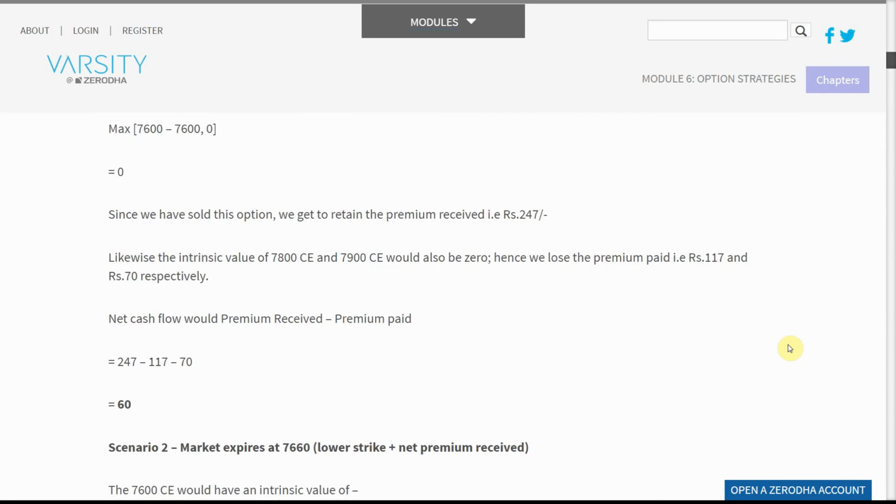Likewise, the intrinsic value of 7800 CE and 7900 CE would also be 0. Hence we lose the premium paid, i.e. 117 rupees and 70 rupees respectively. Net cash flow would be premium received minus premium paid, which equals 247 - 117 - 70 = 60.